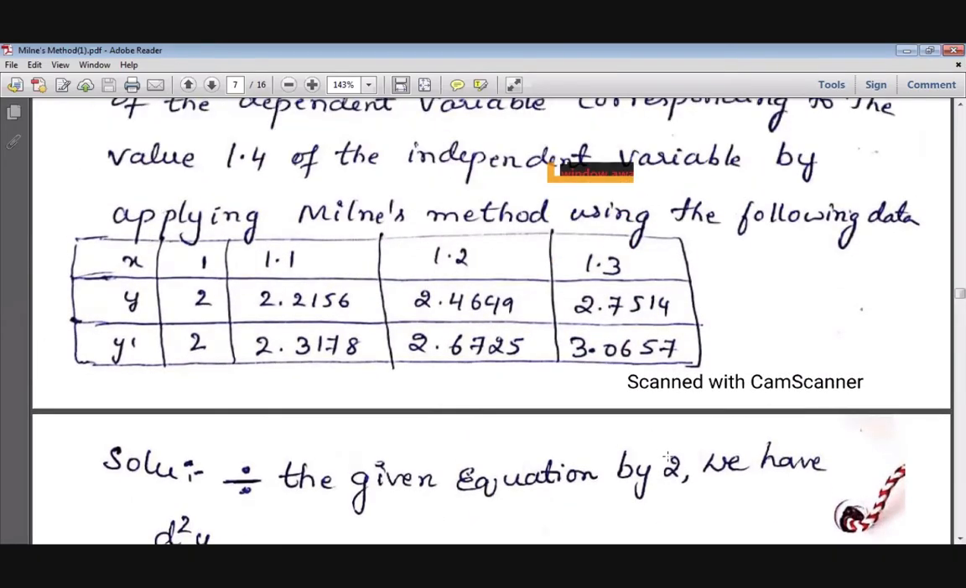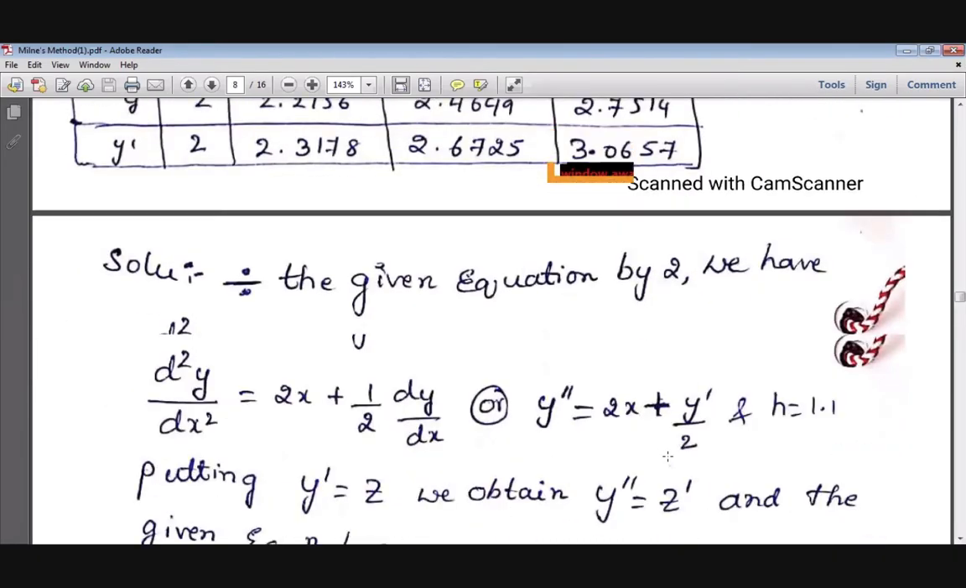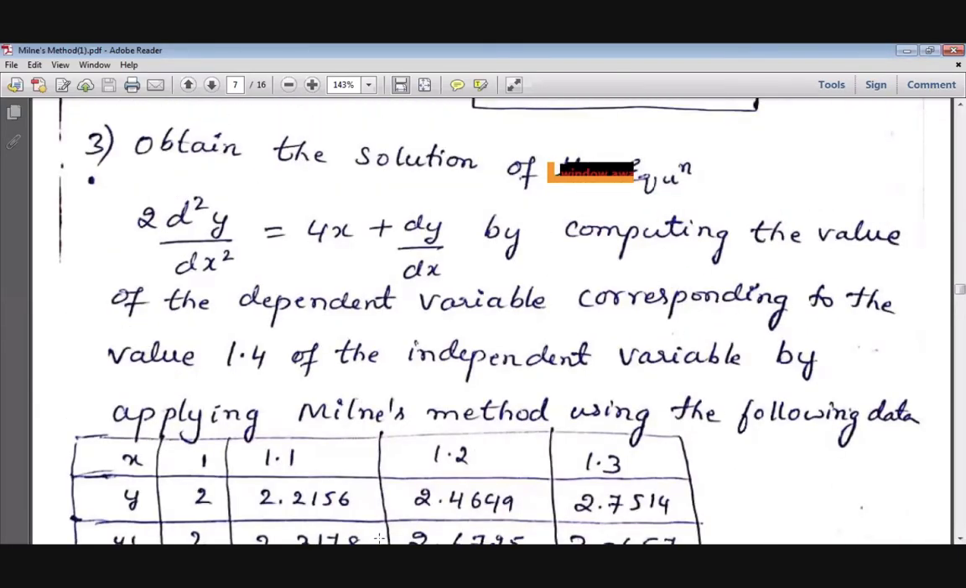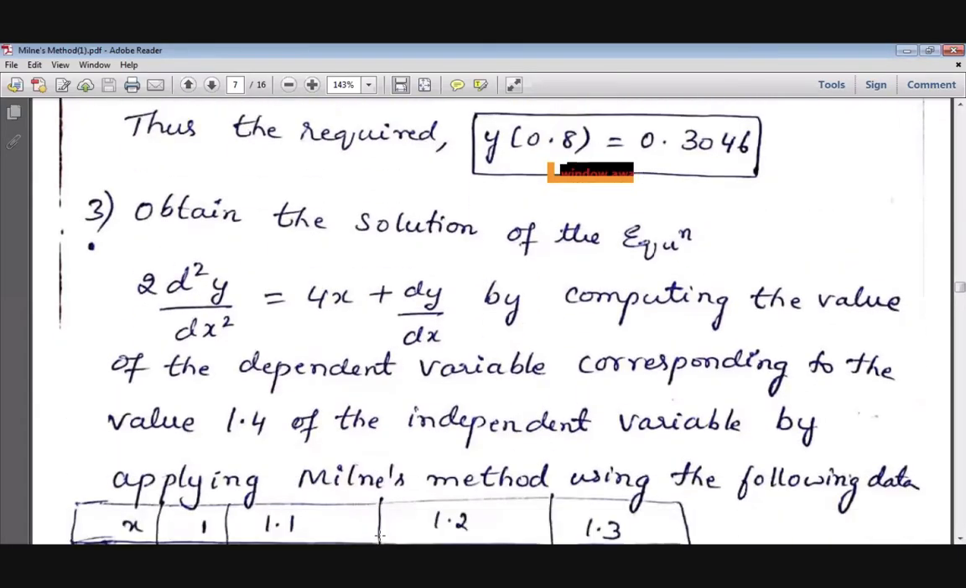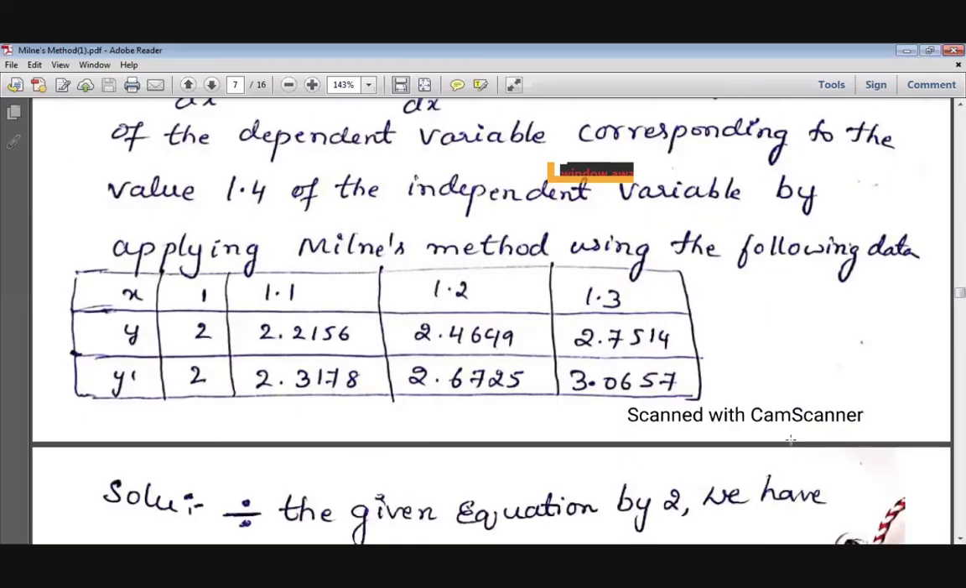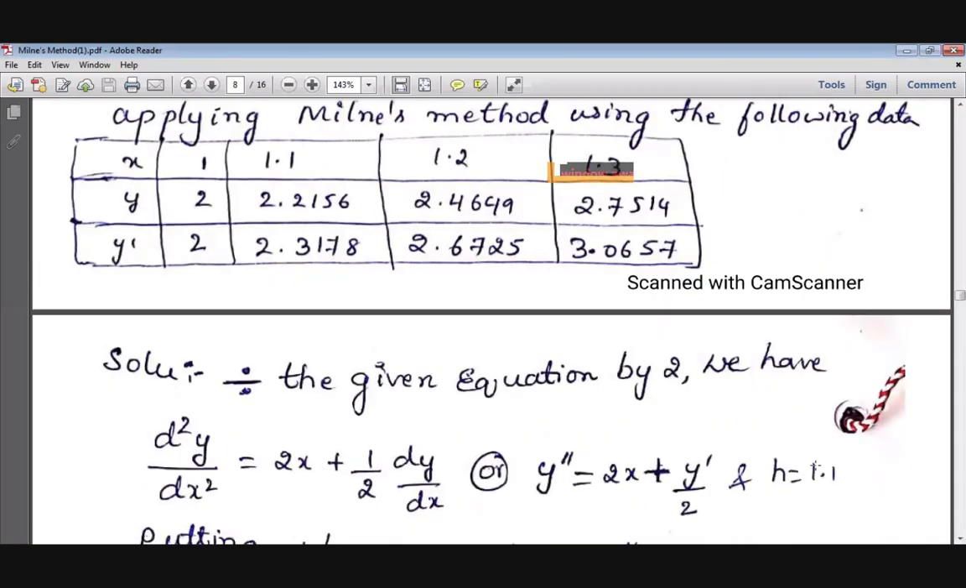Sorry, that is not 1.1. It becomes 1.1, 1.2, 1.3. So 0.1. This is not 1.1. So there are so many mistakes, 3 mistakes up to here. This is 0.1, not 1.1. Change this. This h value is 0.1.